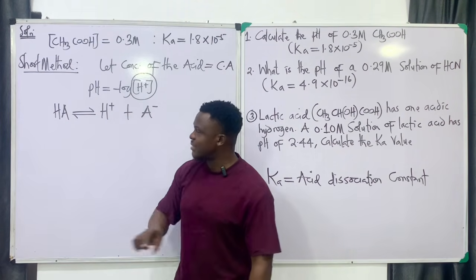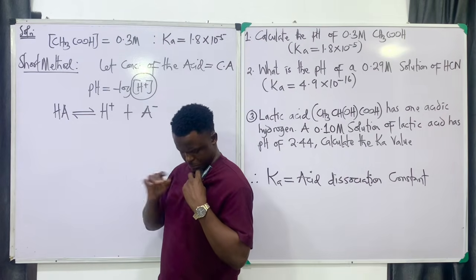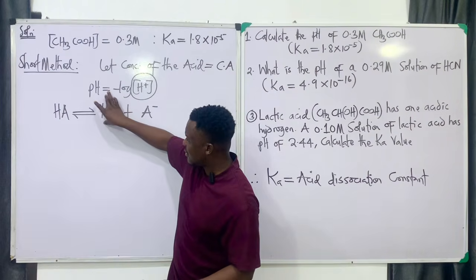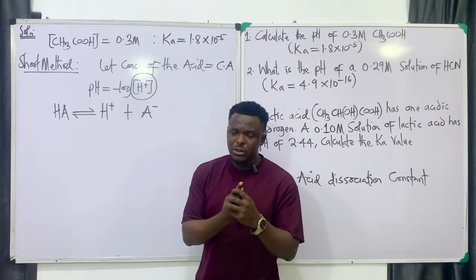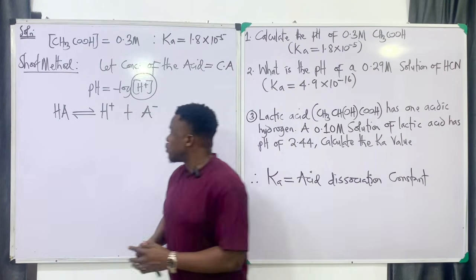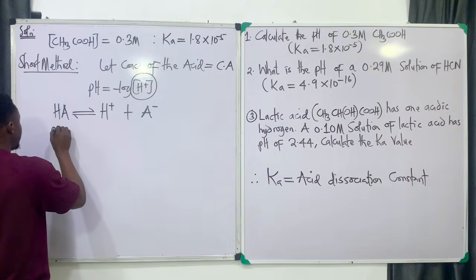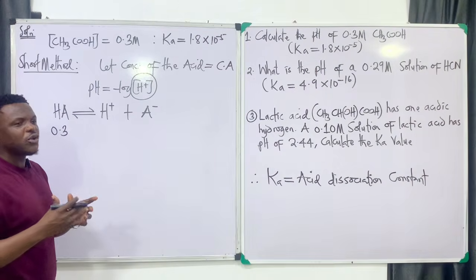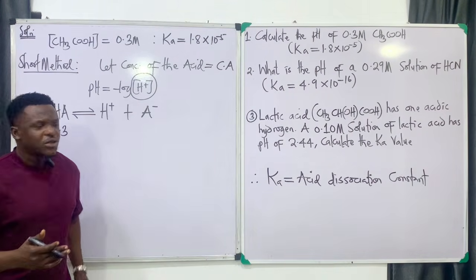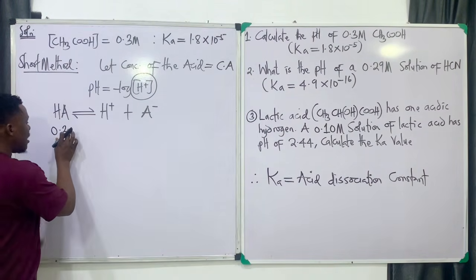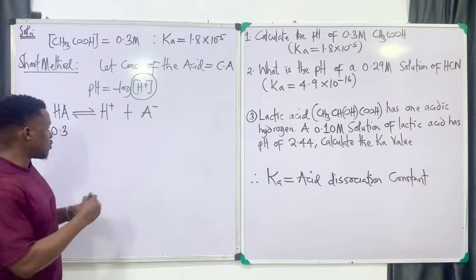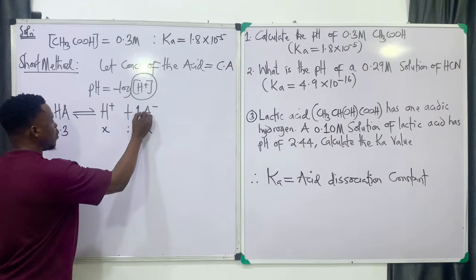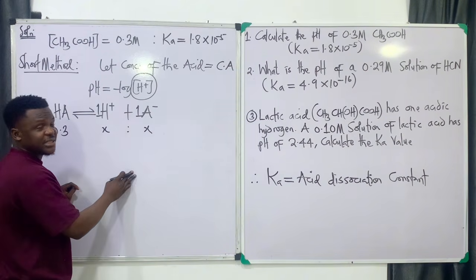In the case of a strong acid, we said 1:1:1. But since this is a weak acid, not everything here came out from this. It's just a little amount, and we do not know that amount. The concentration of the acid is 0.3, but we cannot say this is 0.3 because it did not dissociate completely. It was partial. So we call it X. If this is X, this will also be X, because here is 1 and here is 1, so their ratio is the same.